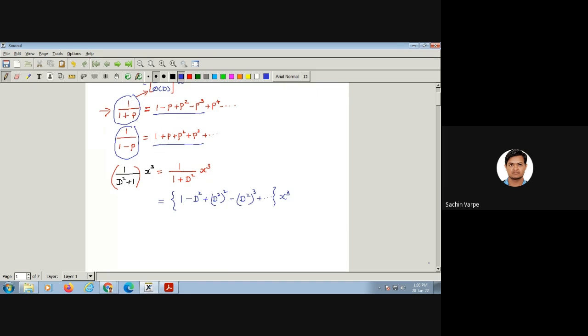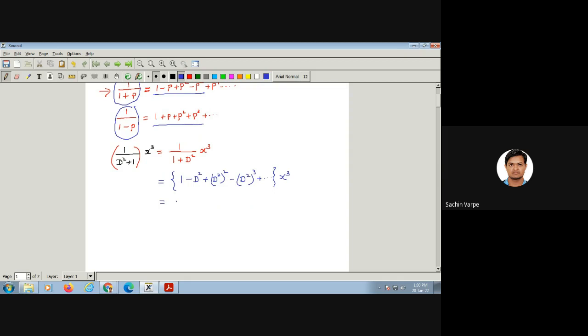Okay. So 1 minus D square plus D raised to 4 minus D raised to 6 plus and so on, operating on x cube, isn't it? Is this clear to everyone?